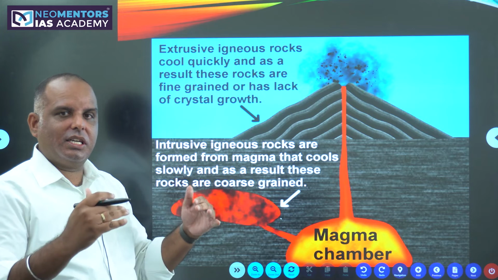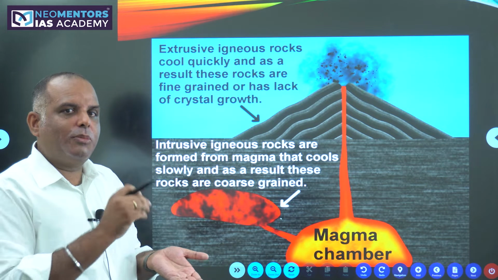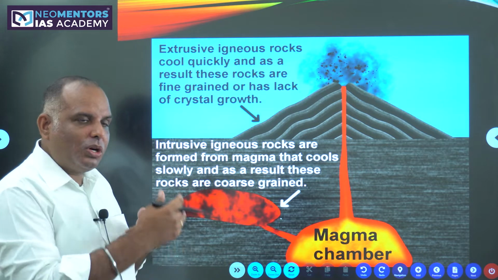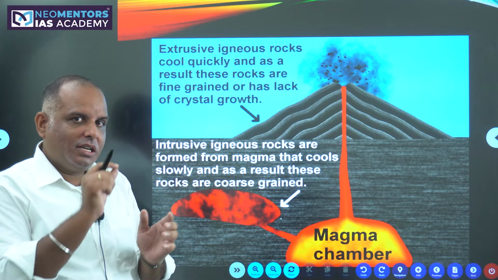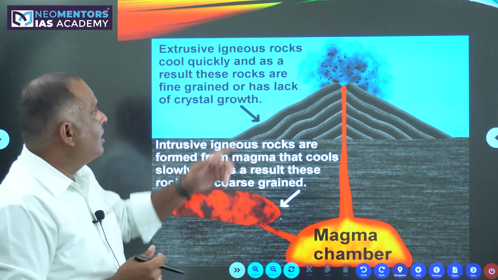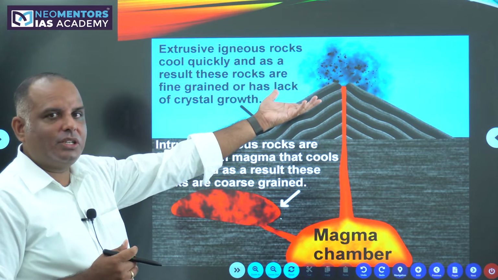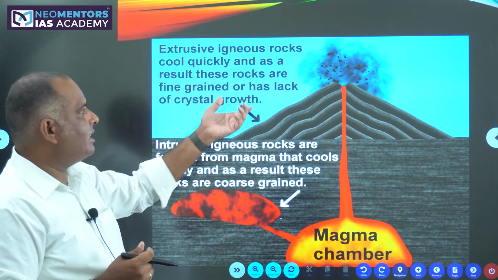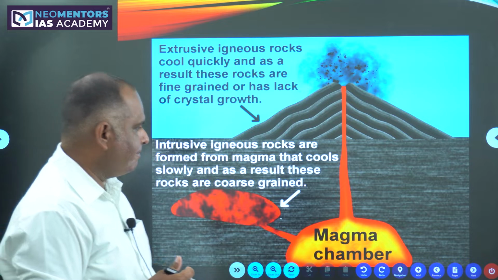Since they are within the earth's crust, they take more time to cool down. If they are taking more time, that means they cool down slowly, and they have coarser grains when they solidify. The extrusive igneous rocks, since they are exposed to the elements of nature, cool down much faster and are fine grained, meaning smaller grain structure, okay.